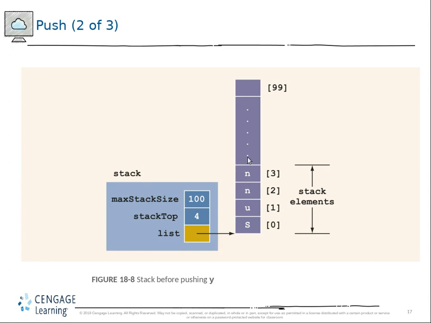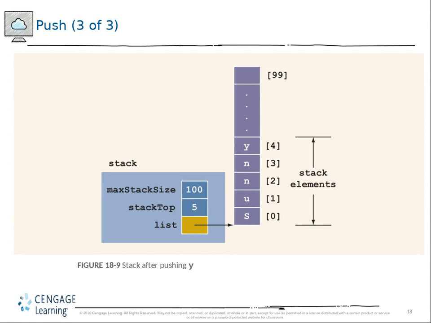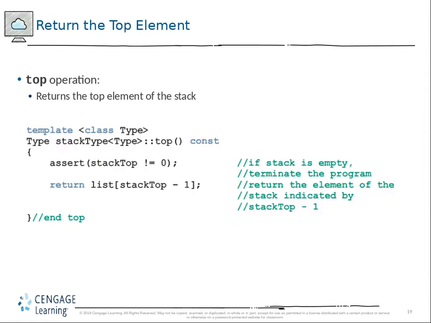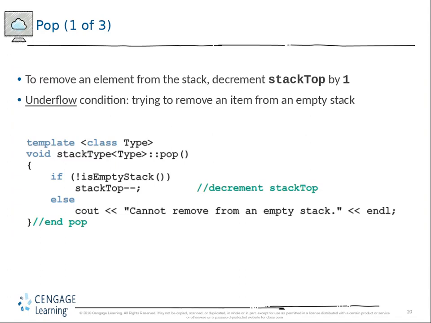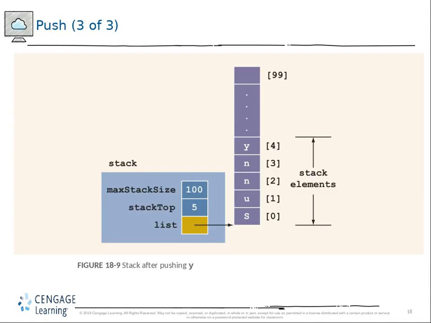All right, so we put the Y here, and then what would we do with our variables? Will we change any of them? Yeah, stack top would go up. 2, 5. Boom. Everybody got that? All right, so they wrote some code. Great. Well, they didn't talk about pop.